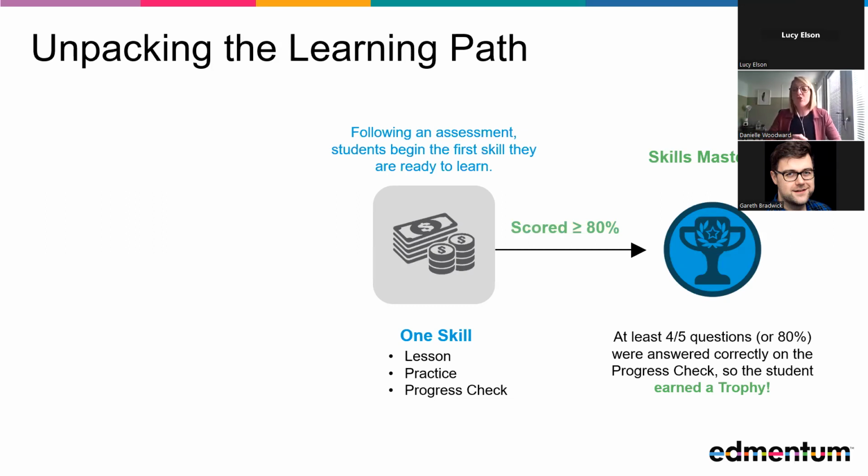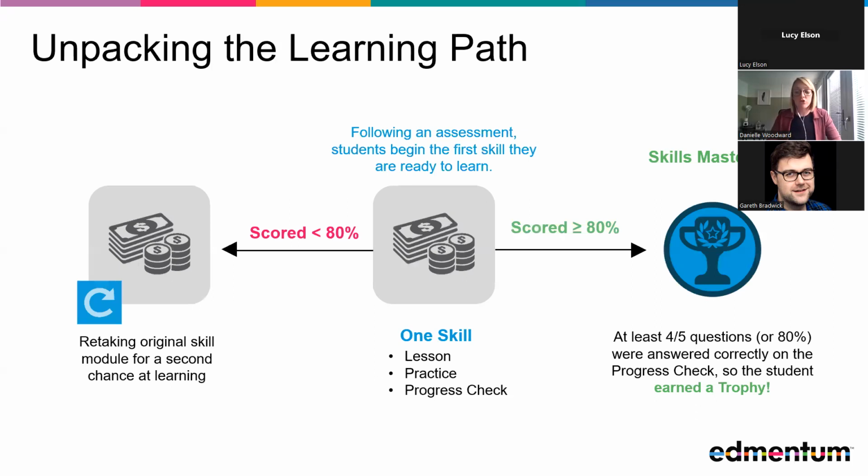Now, if a student doesn't successfully complete their progress check once, they get a chance to take that whole module again, so the lesson, the practice, and the progress check, for another chance of success. Should a learner be unsuccessful on a progress check twice, ExactPath will then provide them with immediate remediation support in the form of a building block. Building blocks are skills from either the previous grade level or the foundational concept of that skill. Once this building block has been mastered, the learner will have the opportunity to retake the original skill.